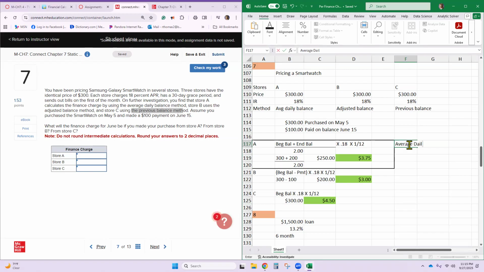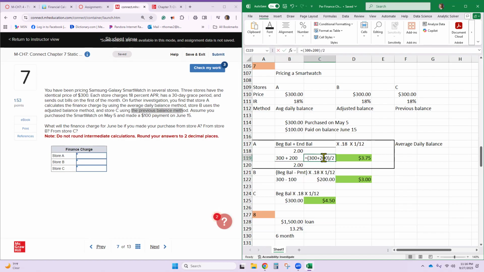Average daily balance method. So we're going to start with 300, which is what the watch cost. And then we paid 100. Now, once again, we're talking about the month of June. So in June, we paid $100. That's the difference in the two balances. 300 was at the beginning of June, and the ending balance of June was 200 because we made a $100 payment.